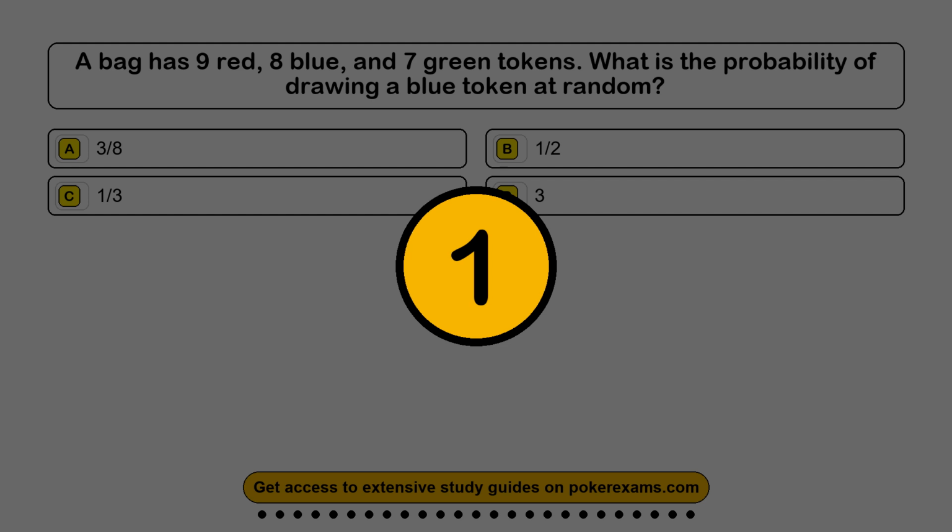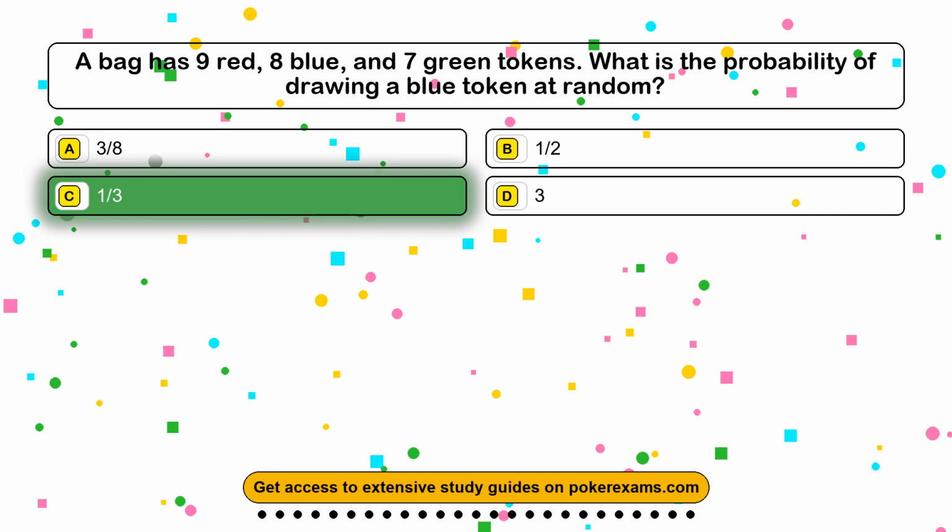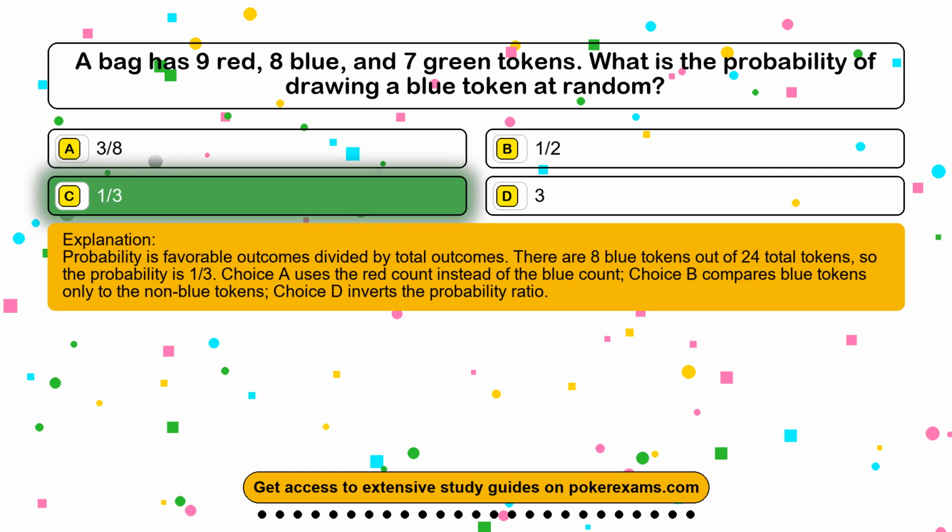The correct answer is option C, 1/3. Probability is favorable outcomes divided by total outcomes. There are 8 blue tokens out of 24 total tokens, so the probability is 1/3. Choice A uses the red count instead of the blue count, Choice B compares blue tokens only to the non-blue tokens, Choice D inverts the probability ratio.